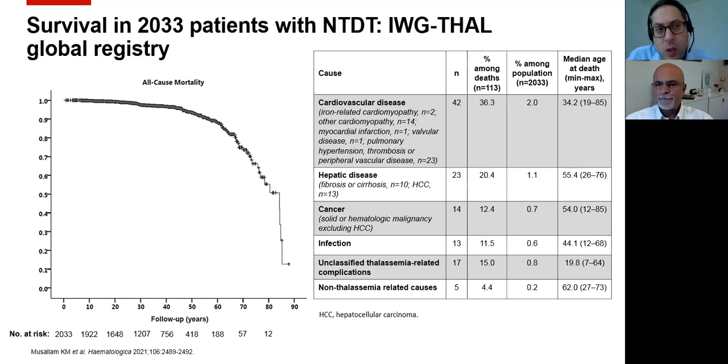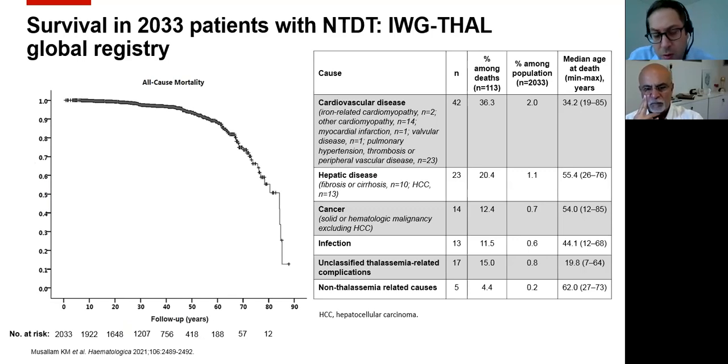The first thing we did is we looked at survival in NTDT patients, and that was the first time we were able to do that because of the size of the patients that were included in this registry. And you can see here the leading causes of death. First of all, this graph on the left maybe cannot be interpreted without some sort of relevant control, but we were able to show that survival in general is lower than that you would see in the non-thalassemic population.